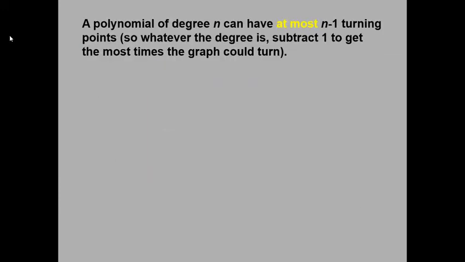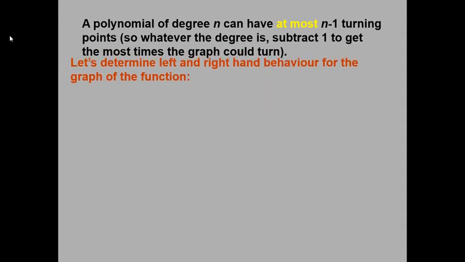A polynomial of degree n can have at most n minus 1 turning points. So whatever the degree is, subtract 1 to get the most times the graph can turn. This doesn't mean it has that many turning points, but that's the most it can have.